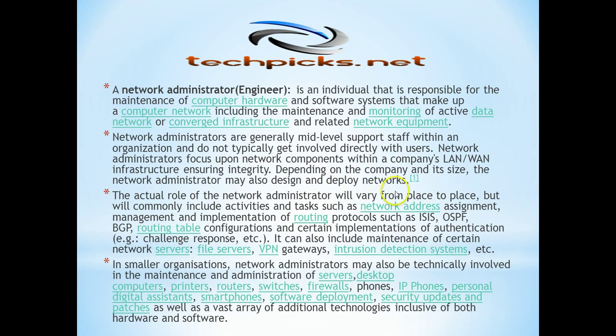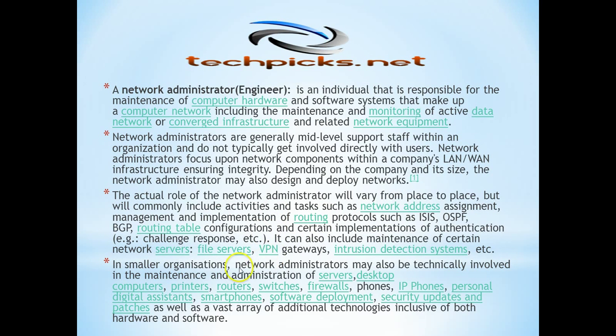There are a lot of other duties. For example, here you are going to do the network addressing assignment. I'm going to cover that in detail. Implementing routing protocols, ISIS, OSPF, BGP, routing table configuration, and implementation of authentication. So we are going to cover a lot of BGP and OSPF, that's the routing protocols, along with other routing protocols like EIGRP, RIP, and a lot of others, and we're going to cover a lot on the switching side too.